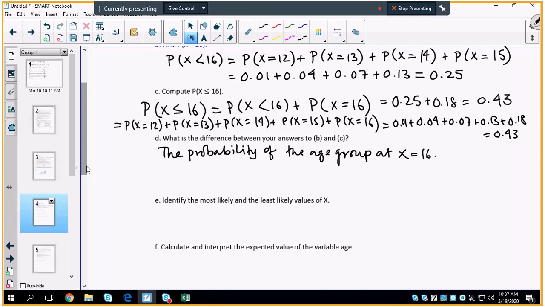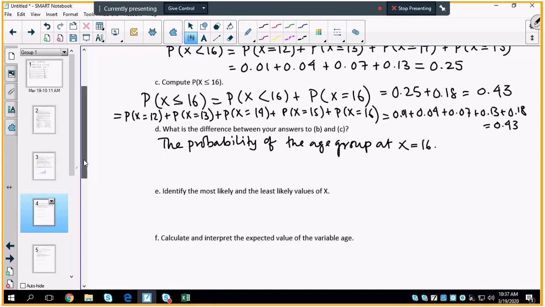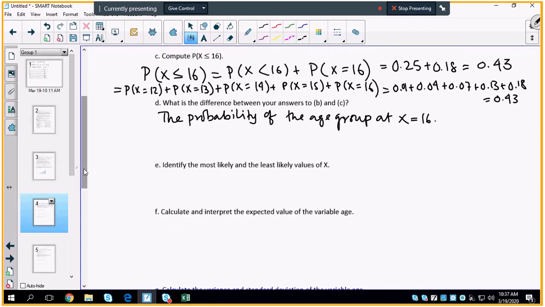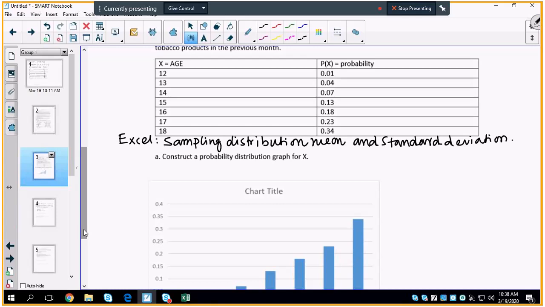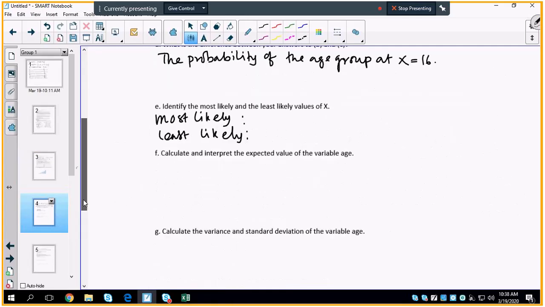Identify the most likely and the least likely values of x. You can imagine I will just look at the probability distribution table. So I will answer for the age group. The most likely one is the one with the maximum probability, and the least likely is the one with the least probability. So let's check them. The most likely age group to smoke is the 18-year-olds and the least likely are the 12-year-olds. So the answer: most likely is 18 years. Least likely is 12 years.